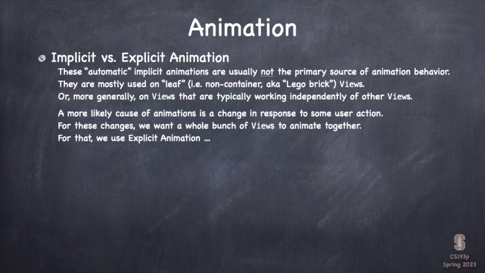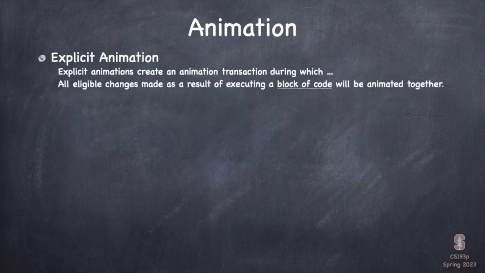Don't make your UI react to change by putting a whole bunch of dot animations in there. Instead, in the place where you make the change, usually calling a viewModelIntent function, you're going to wrap it with an explicit animation. So let's talk a little bit more about explicit animation, how it goes here.